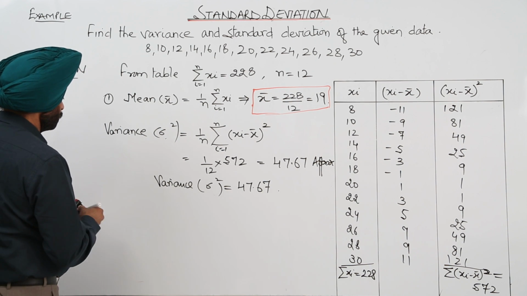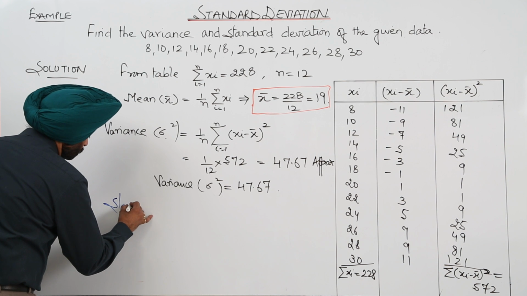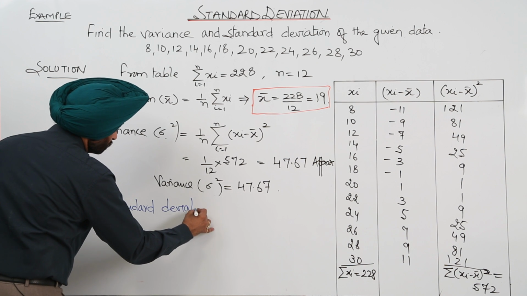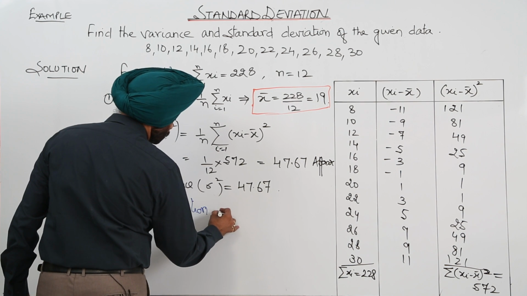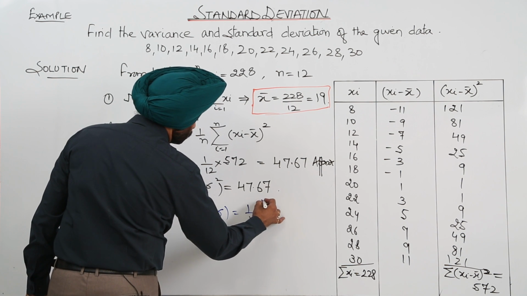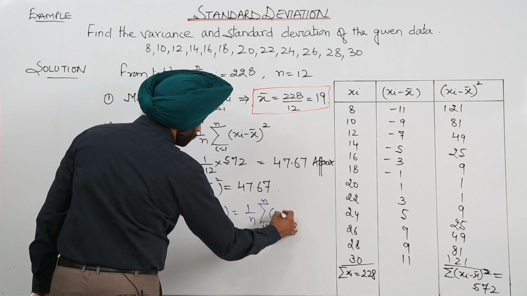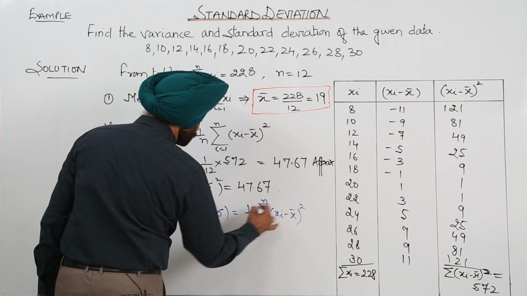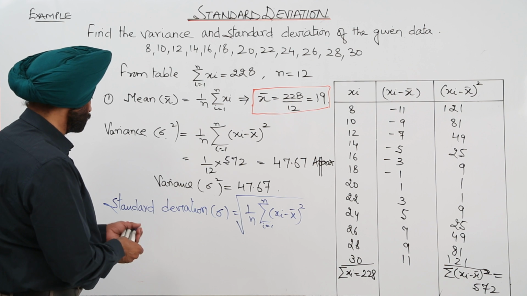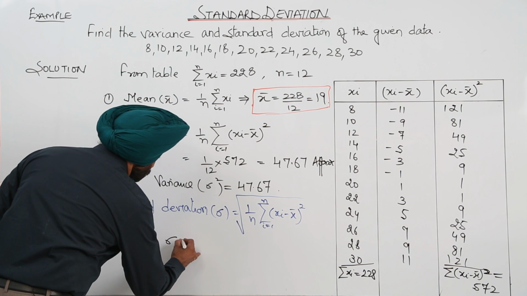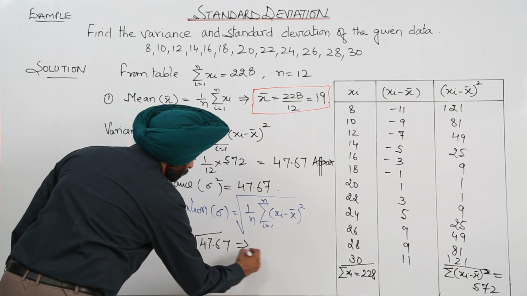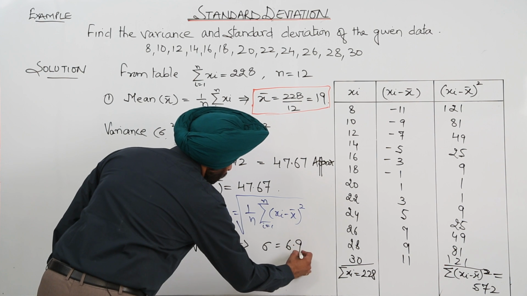Now, standard deviation. Standard deviation sigma is equal to 1 upon n summation for xi minus x mean whole square and its square root. Okay. So, square root of 47.67. 6.90.